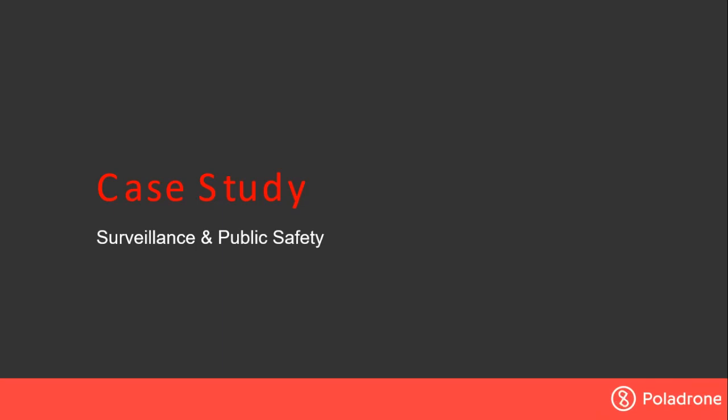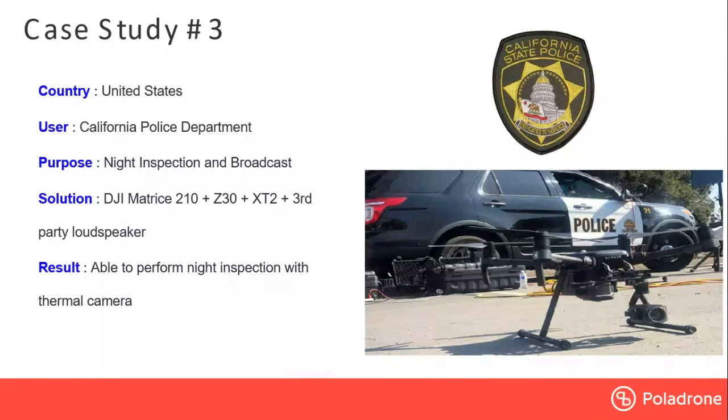Now we're going to talk about the case study in surveillance and public safety. For case study 3, in surveillance and public safety, we're talking about the United States. The user is the California Police Department. They bought a Matrice 210 series with the Z30, which is a zoom camera, and the XT2, and they use it for night inspection and also for broadcast. After they bought this, they were able to perform night inspection with the Zenmuse XT2 thermal camera. They are doing this for public safety and surveillance.